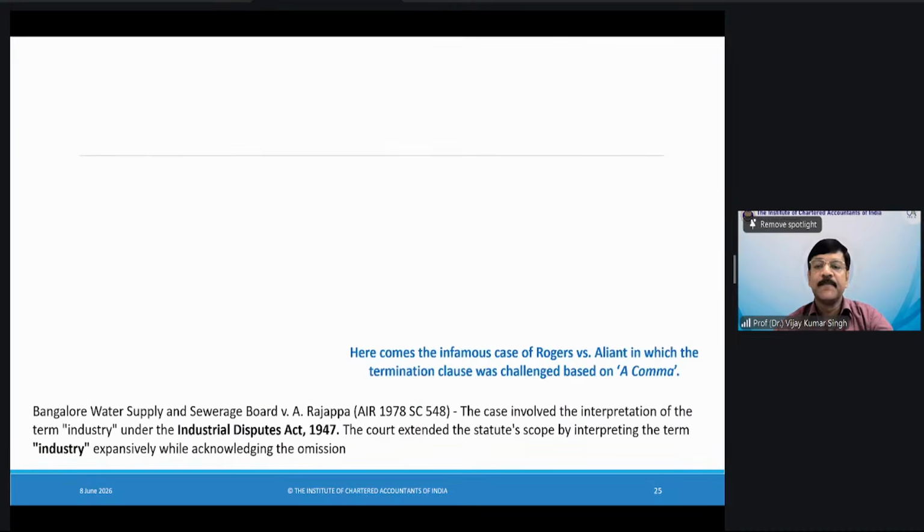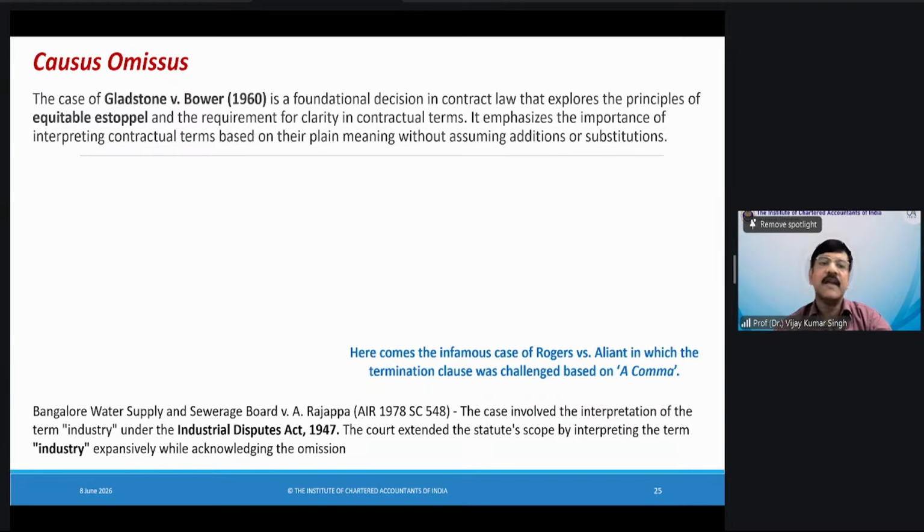Now there is one interesting case which we deal with, called casus omissus. Casus omissus is a maxim, and it came up in the case of Gladstone versus Bower in 1960. This was a decision foundational in contract law that explores the principle of equitable estoppel and the requirement for clarity in contractual terms.